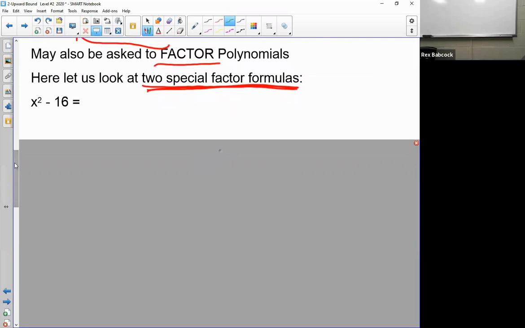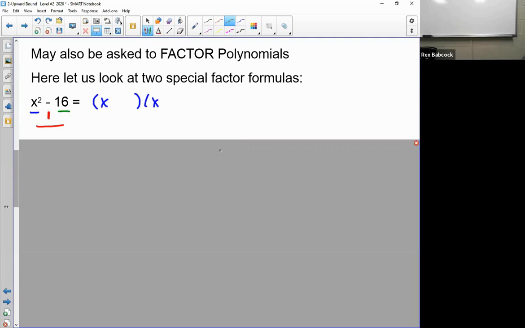Okay, the first one I want to look at is difference of perfect squares. It's a special formula that's always seen, always asked for. And the perfect square that you see here is x squared. And it's a difference, it's called difference. It's a subtract right here, difference of perfect squares.